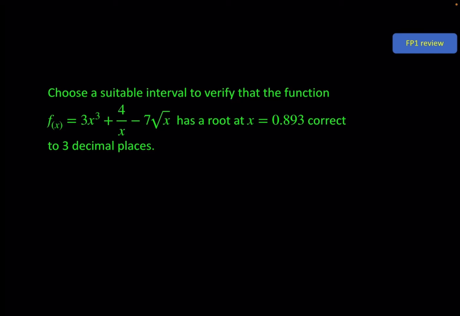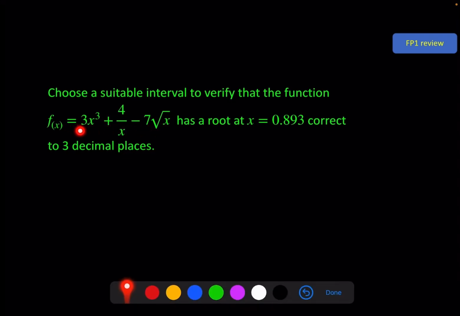The question says choose a suitable interval to verify that the function, which we had in the previous video, has a root at this, correct to 3 decimal places. Now we're doing something slightly new here because we didn't go through an example where you had to choose your interval, but we are using the idea of a change of sign. So the suitable interval here, in order to show that this is true correct to 3 decimal places, we should look at the bounds to 3 decimal places of this.